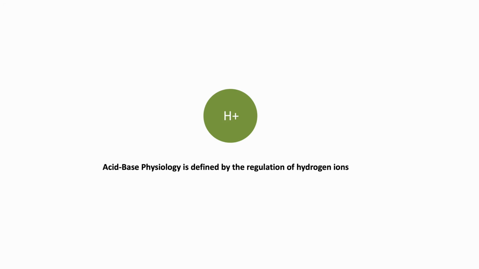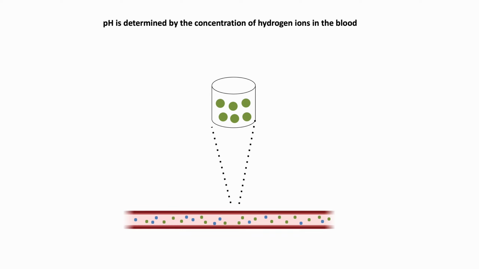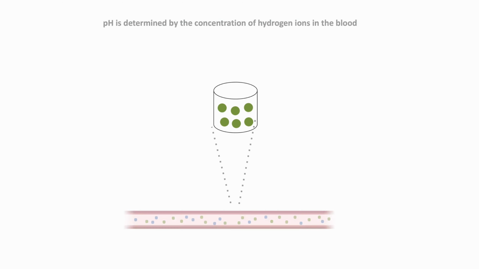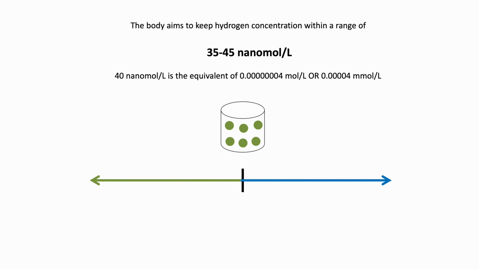Let's start with the basics of acid-base physiology, which is defined by the regulation of hydrogen ions. The pH in the blood at any time is determined by the concentration of hydrogen ions. The body aims to keep hydrogen concentration within a range of 35 to 45 nanomoles per liter.